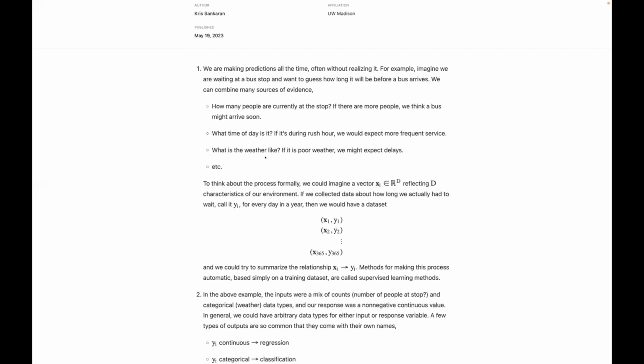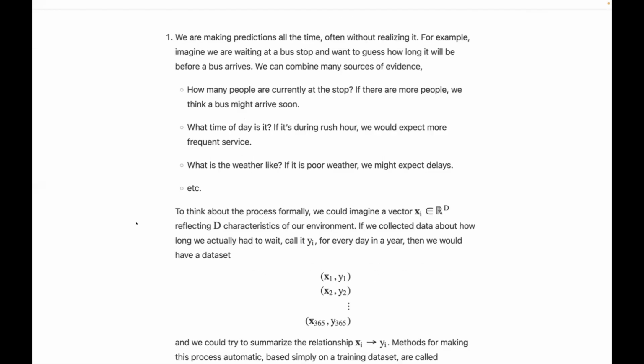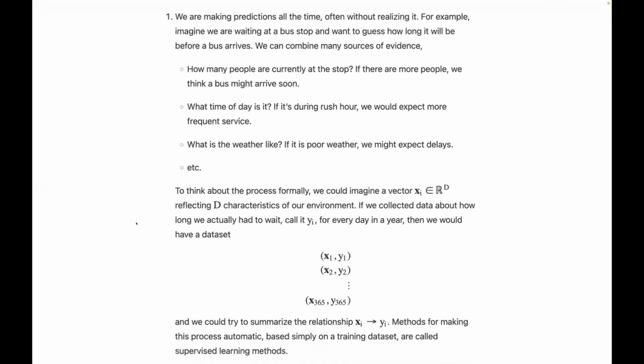And maybe the best indicator was just how many people were waiting with you. If you were the only one there, maybe you missed the bus. Maybe your prediction is it arrived 10 minutes ago. But if there are a lot of people waiting, then it's like, okay, maybe it's okay. So you have all these separate pieces of evidence.